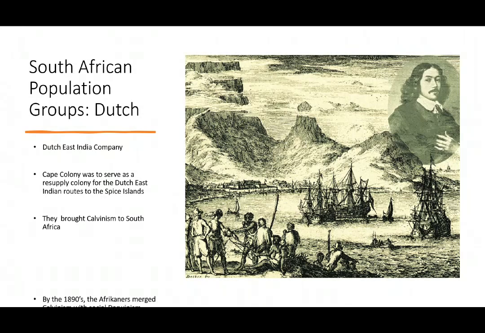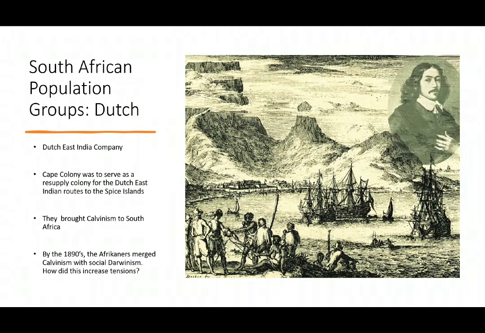That's a really important element because by the 1890s, the Afrikaners will merge that Calvinism concept of the elect with social Darwinism. This really increased tensions with the Africans because now the Afrikaners not only believed that God chose them, but scientifically they were superior according to social Darwinism. And this is really going to create this tight superiority complex for the Afrikaners as we begin to develop this.